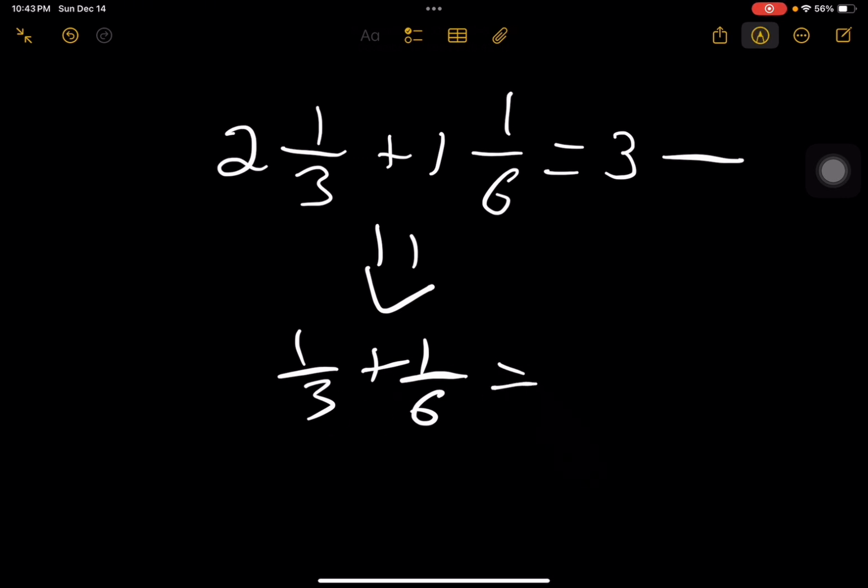So let's start counting multiples. So 3 times 2 is 6. And bam, right then and there, we know that 3 goes into 6 2 times. So what we'll do here is our LCD is 6. And 6 goes into 6 1 time.